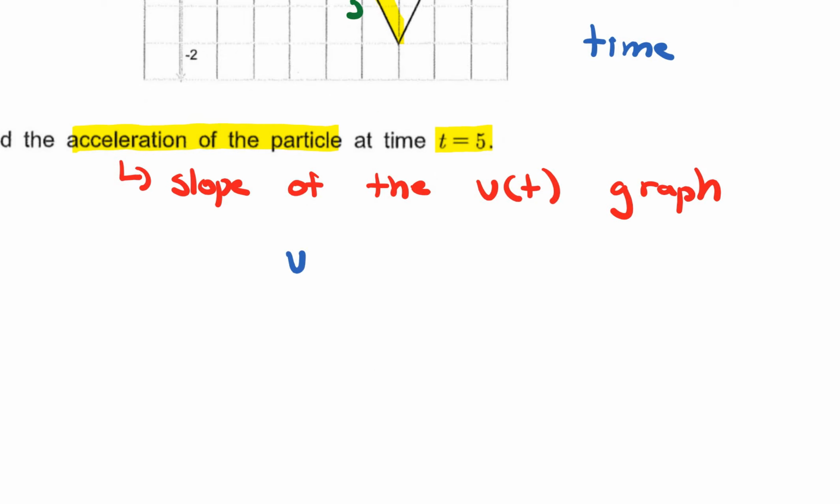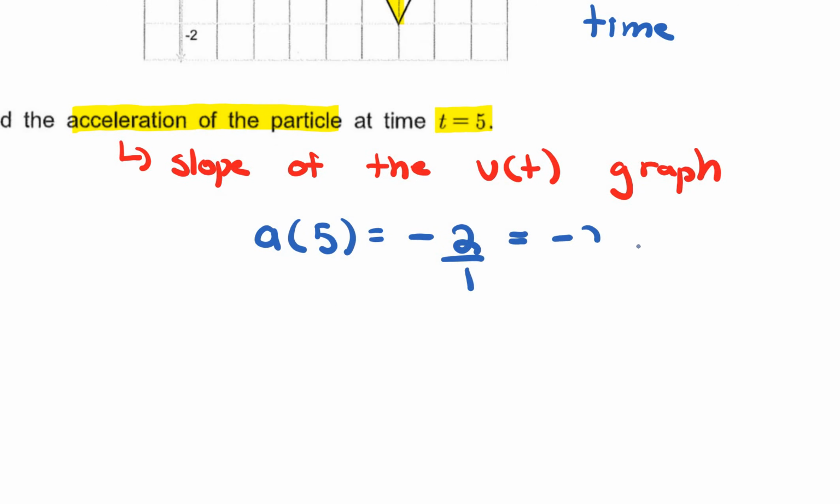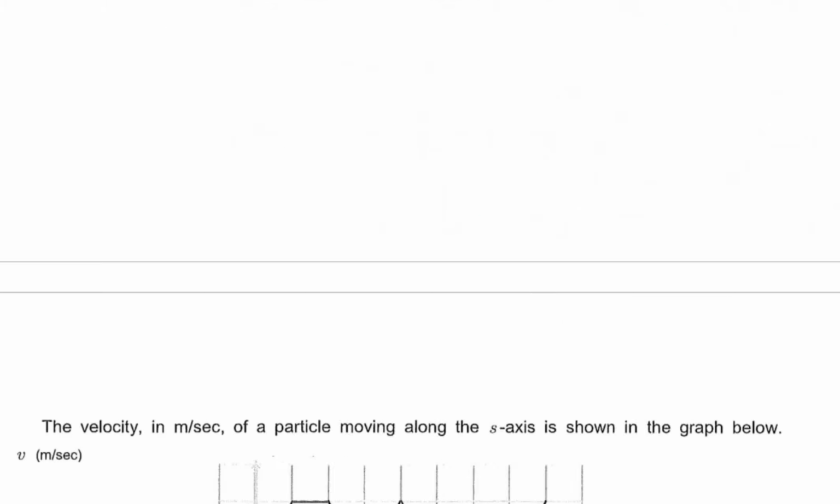If I want to write this correctly, I would write a of 5 equals -2 over 1. That's the slope, rise over run, and that's equal to -2 meters per second squared, using the proper units. Okay, let's move on to question number 5 now.